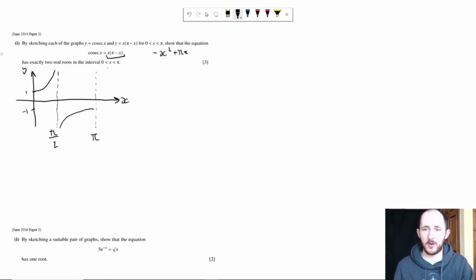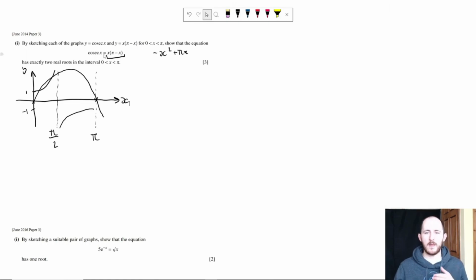And where does it cross? Well, if we look at the actual solutions here, it crosses at x equals 0 and x equals pi. So that is this point here and this point here. And then you're going to have a big shape like that. Cool. And it says show that it has exactly 2 real roots.